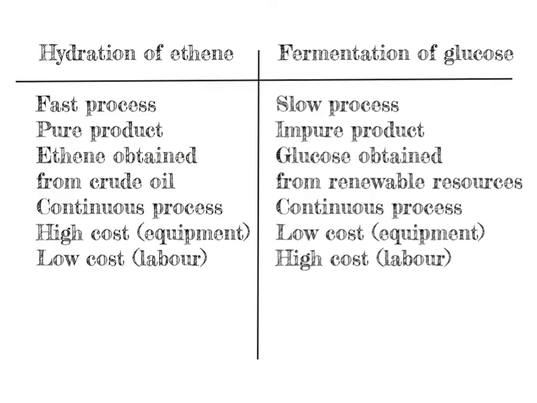So I've just put those pros and cons into a table, so you can pause the video and have a little look at these if you need to remember them, but you may need to discuss these in some sort of evaluation or compare question. So hydration of ethene wins in terms of speed, it's a faster process, also gives you a purer product. However, the ethene is obtained from crude oil, which is non-renewable, not very sustainable process, so fermentation would be better because it uses renewable resources. In terms of cost of equipment, fermentation is better, but in terms of cost of labour, hydration of ethene is better. So make sure that you're aware of all of those factors.